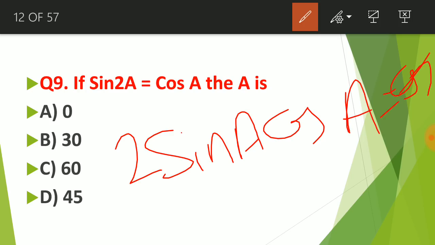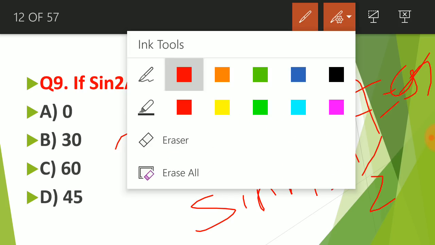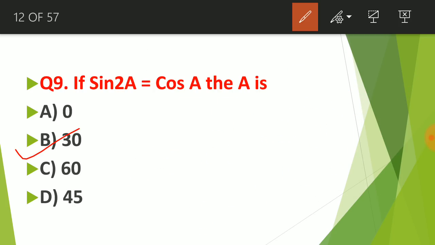So cos A gets cancelled. 2 sine A is equal to 1, which means sine A is equal to half, which gives A is equal to 30 degree, which is in option choice B. A is equal to 30 degree is the correct answer.